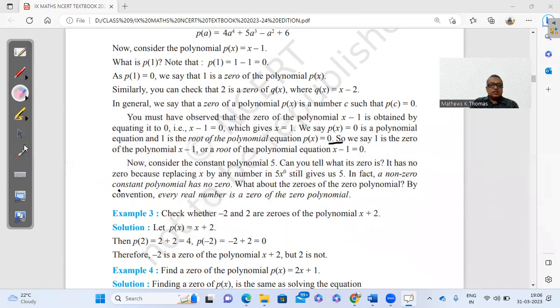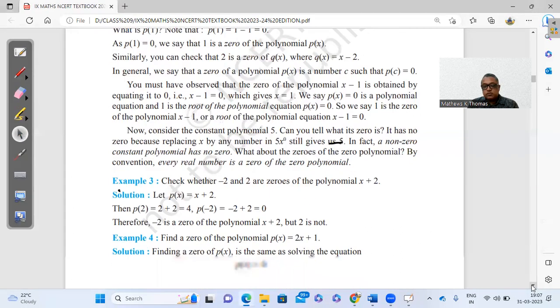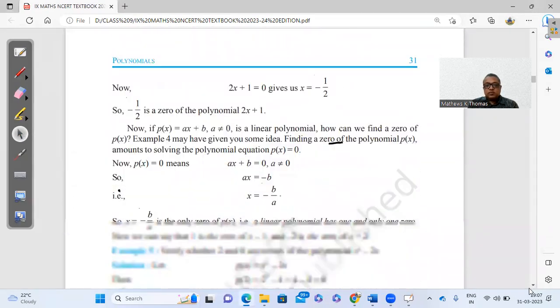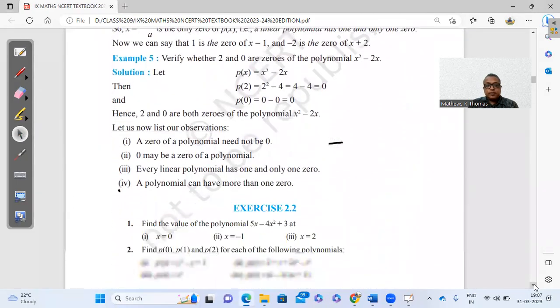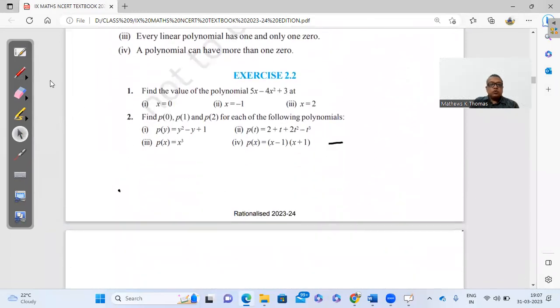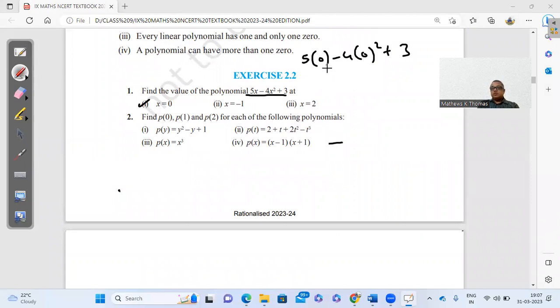Now we go to the exercise, where we have to solve the questions as per the instructions. This is exercise 2.2. The first question gives this polynomial, and we have to find the value of this polynomial at x = 0. So what I need to do in these questions is put the value of x as 0. So 5 into 0 minus 4 into 0 squared plus 3. Now we know that 0 into anything is 0, so these two terms are 0, and what is left here is 3. So the first answer is 3.